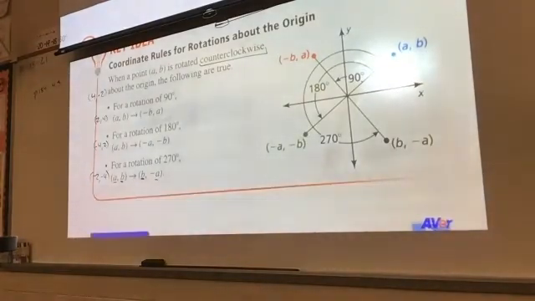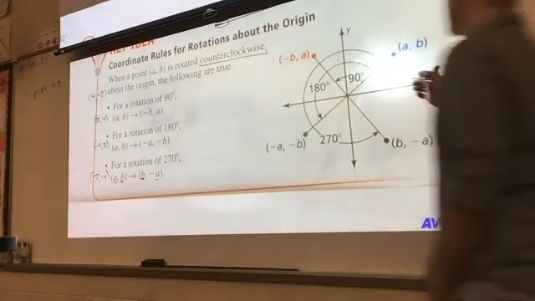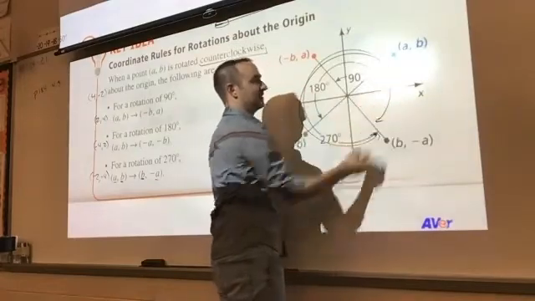So now, just because these are the rules for counterclockwise, does that mean that we can't use them for clockwise? Let's say that I want to rotate something clockwise 90 degrees. Could I use one of these rules if I wanted to go clockwise 90 degrees? Ethan? Yeah, I could use the 270 because 270 counterclockwise is the same thing as 90 clockwise.